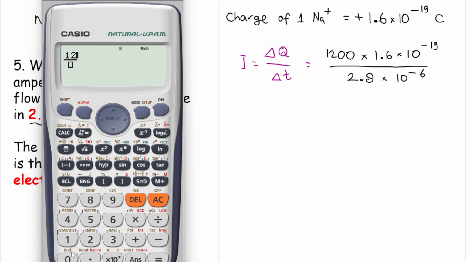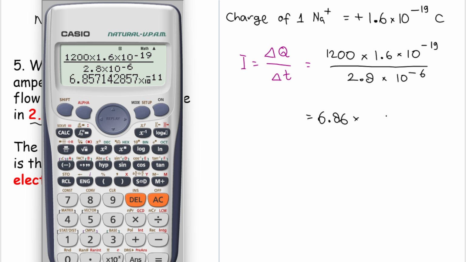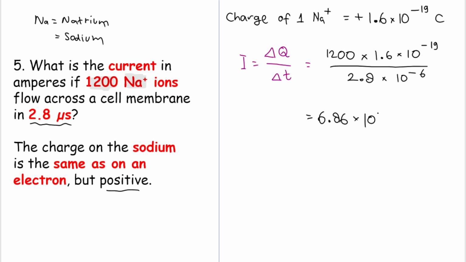I will have 1200 multiplied by 1.6 and then multiplied by 10 to the minus 19, then divided by 2.8 multiplied by 10 to the minus 6. Okay, I will have 6.86, I think. 6.86 and then multiplied by 10 to the minus 11.